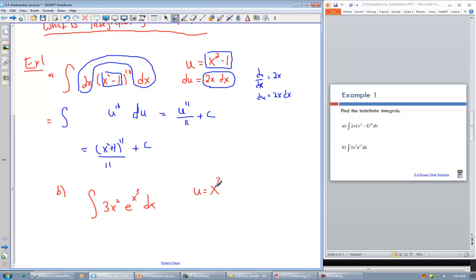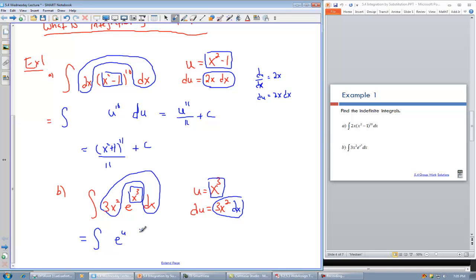So I have x cubed here, and its derivative, du, is equal to 3x squared. And now I'm going to substitute back in. I'm going to substitute in for x cubed. So here's my x cubed, and that's equal to u. And then over here, this is my du. Oops, I forgot to write dx over here. Make sure you write dx. So this is my du. And so this is equal to the integral of, I have e to the u, and 3x squared dx is just du.